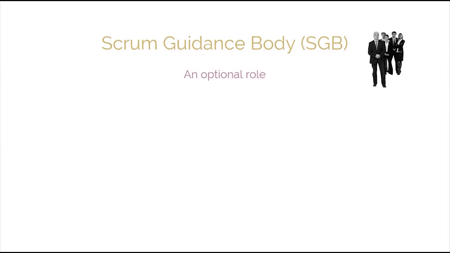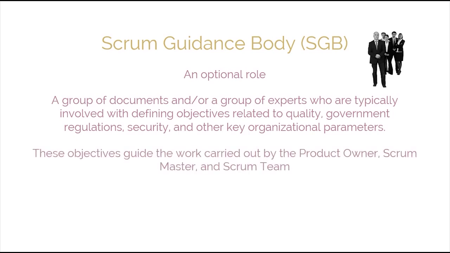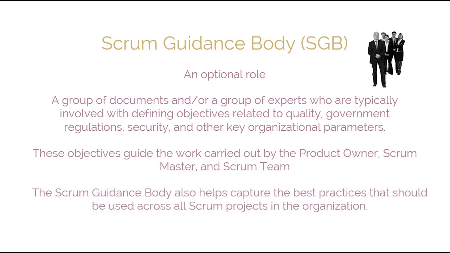It generally consists of a group of documents and/or a group of experts who are typically involved with defining objectives related to quality, government regulations, security, and other key organizational parameters. These objectives guide the work carried out by the product owner, Scrum Master, and Scrum team. The Scrum Guidance Body also helps capture the best practices that should be used across all Scrum projects in the organization.